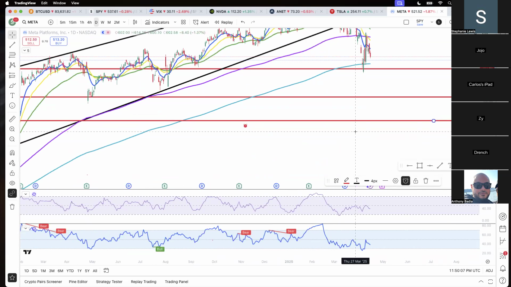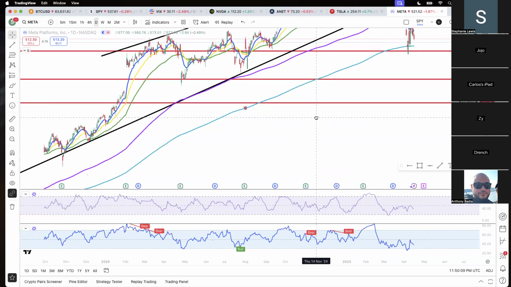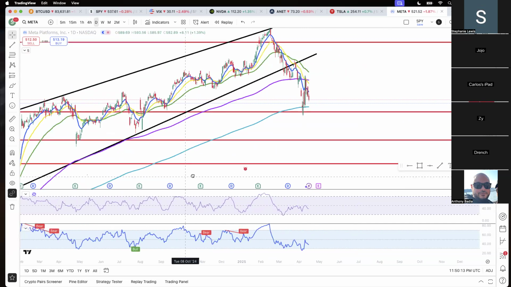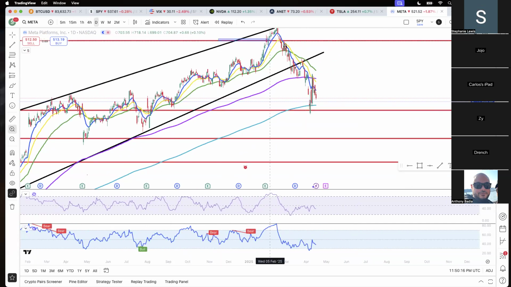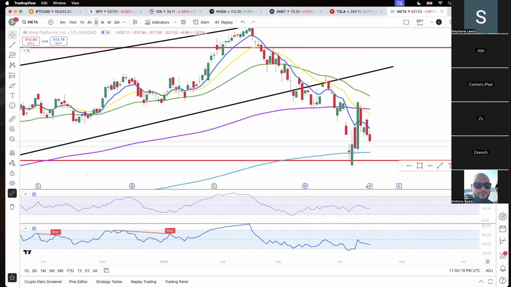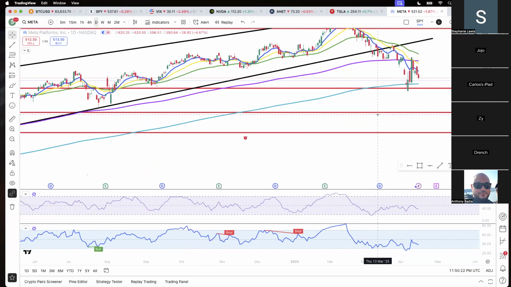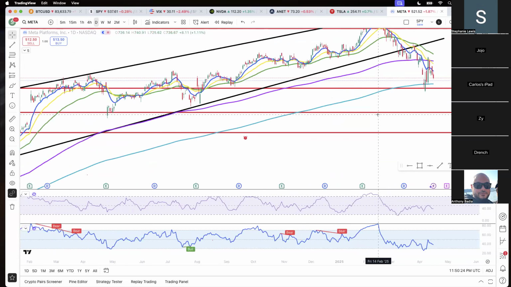Because will I be the one to short it? I won't. I'm not familiar enough with Meta to say I'm going to short it. I don't really know how its contracts move. I don't trade it that often. But I will be the one to buy it on the way up if buyers show up at that level. All right, let me see.